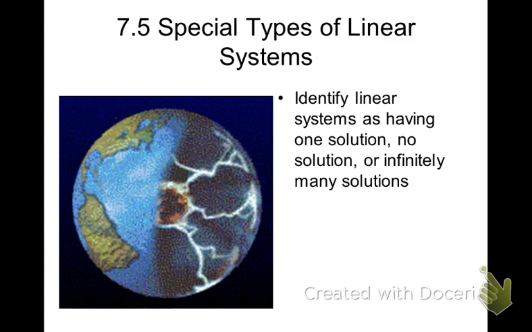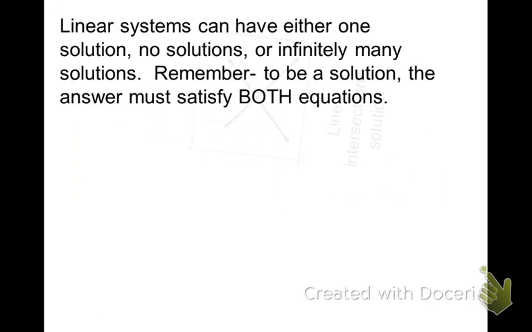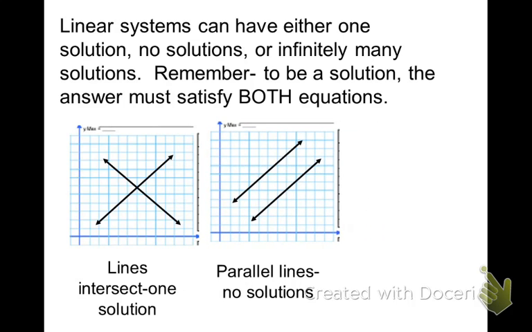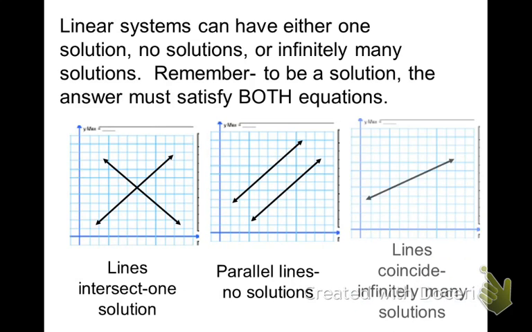So section 7.5 is all about the different kinds of solutions that you can have when you solve a linear system. And so what I'm talking about here is that you can either have one solution when the lines intersect in your system, or you can have no solution when the two lines are parallel, or you can have infinitely many solutions when the lines are the same line. And this is the only way that you can have two equations interact in the plane. So you can have one solution, no solutions, or infinitely many solutions.